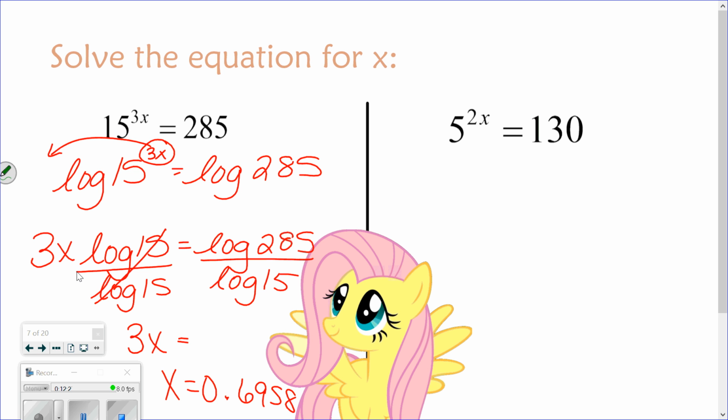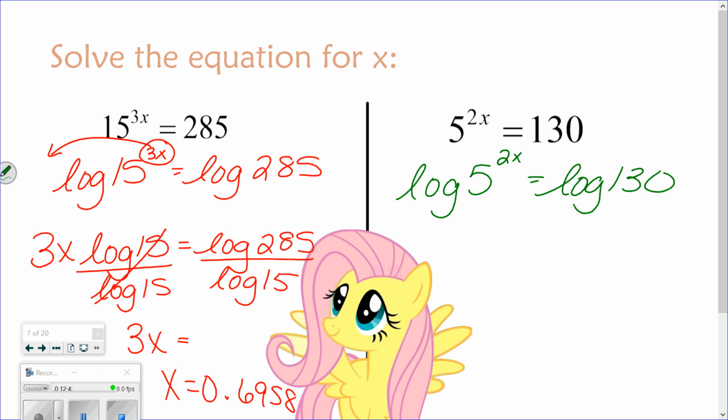All right, so 5 to the 2x equals 130. Can I rewrite 130 with 5 as a base? No, I can't. So since I can't, I'm going to go ahead and take the log of both sides. So log of 5 to the 2x equals log of 130. Again, at that step, all I've done is write down log in front of both parts. But my properties allow me to do what with my exponent? Yep, it comes out front. So I have 2x log of 5 equals log of 130.